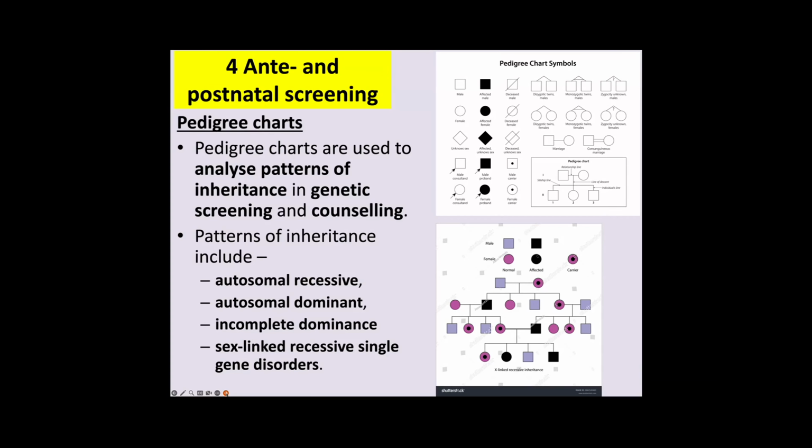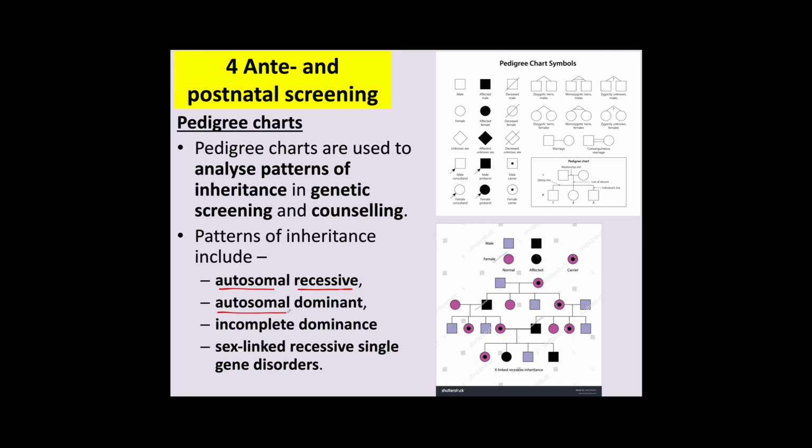Now, the 4 patterns of inheritance that we need to know about for the exam are what are called autosomal recessive conditions. Okay, now those are typical in terms of the ones we've maybe looked at in Nat 5. A lot of those were autosomal recessive conditions. So, although that might be a new word for you, autosomal recessive, it's one that probably has a lot of information that you already know about. Okay, you probably already know how they work, but we'll go over it in a wee minute anyway.